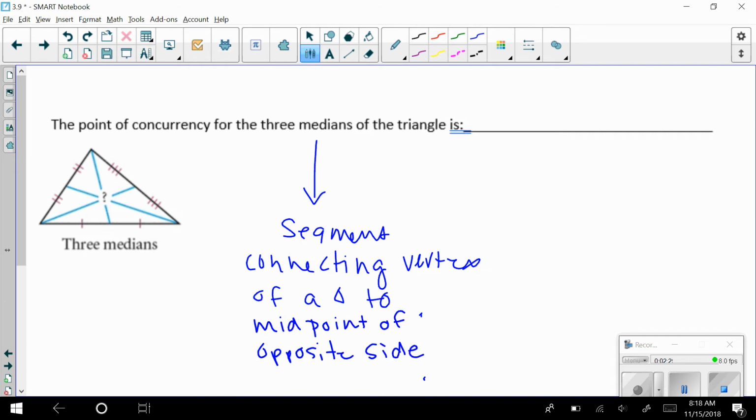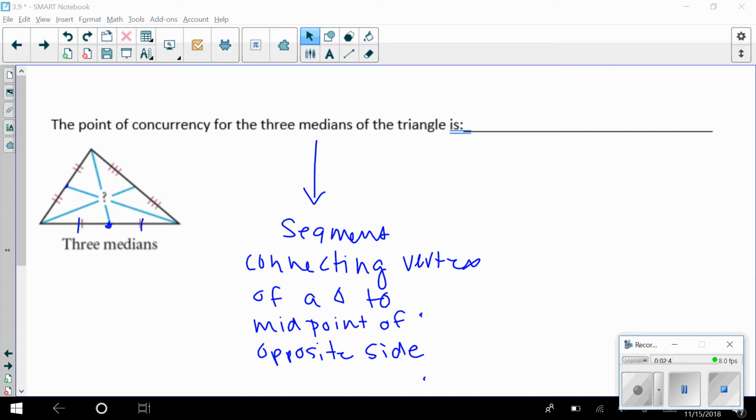And in this diagram, you know that this point here is the midpoint because it divides the side into two congruent segments. Okay, so you know that these are the midpoints.